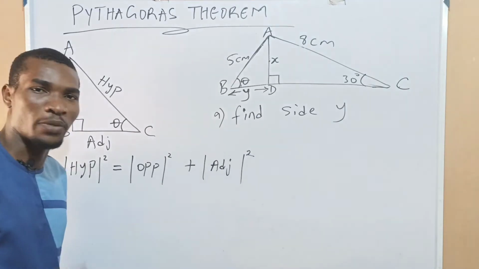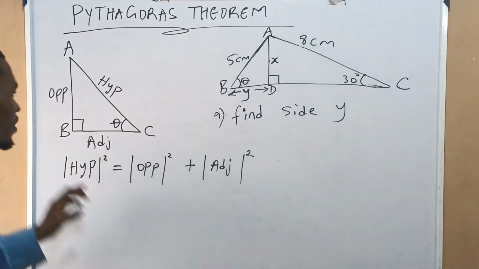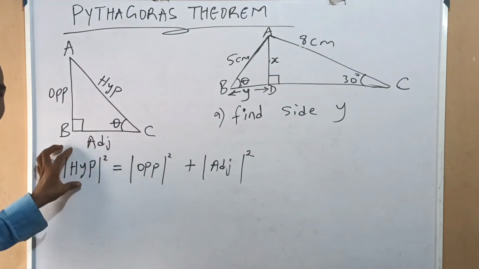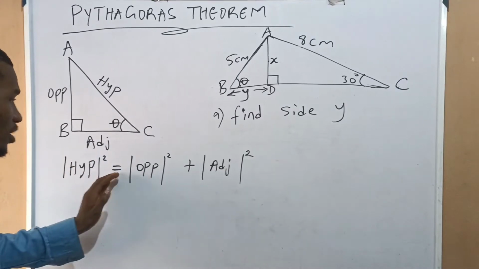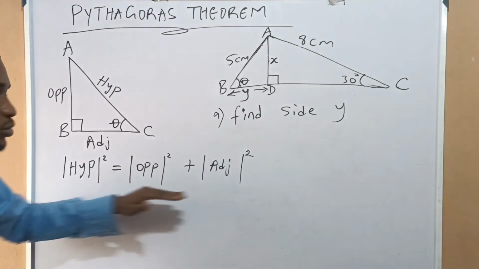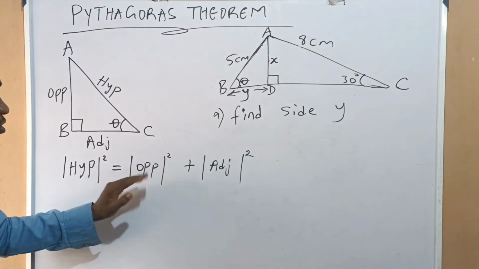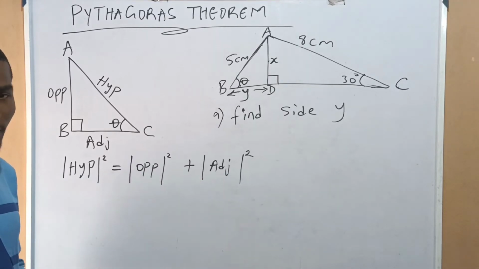I want to repeat the Pythagoras theorem. Pythagoras theorem states that in a given right angle triangle, the square of the hypotenuse side of that given right angle triangle is equal to the sum of the squares of the other two sides of the right angle triangle. And of course, the other two sides are the side opposite and adjacent respectively.